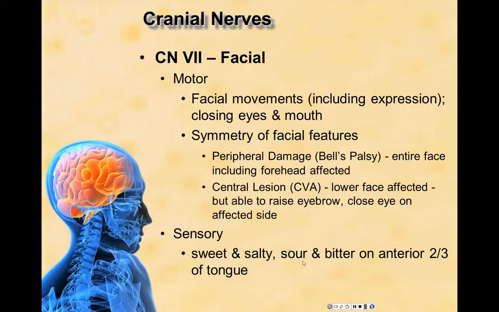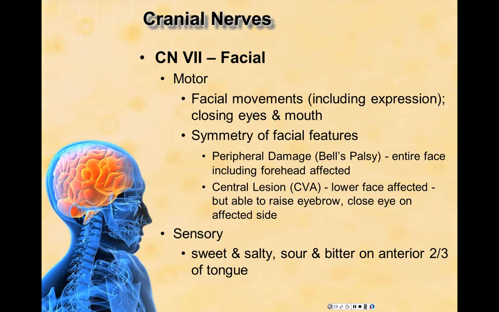Cranial nerve 7, the facial nerve, has motor function, facial movements such as closing the eyes and mouth, and symmetry of facial features. So in the case of Bell's palsy, which is a damage of the peripheral facial nerve, the entire face, including the forehead, is affected by damage to this superficial nerve.